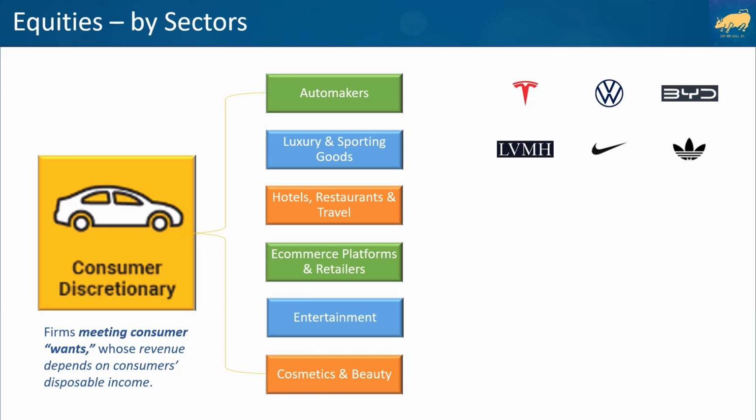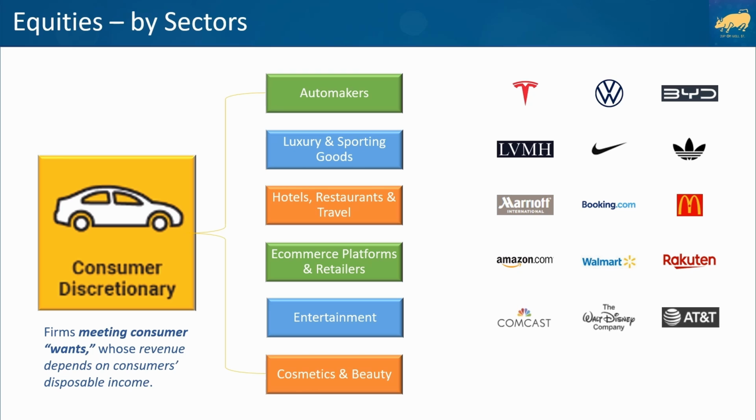The largest luxury and sporting goods makers are Louis Vuitton, Moet Hennessy, Nike, and Adidas. Marriott International, Bookings Holdings, and McDonald's Corporation are the leading hotels, restaurants, and travel companies. The largest e-commerce and retail firms are Amazon, Walmart, and Rakuten. Comcast Corporation, the Walt Disney Company, and AT&T are the biggest entertainment firms. Lastly, the largest cosmetic and beauty firms are L'Oreal, Estée Lauder, and Govardhan.